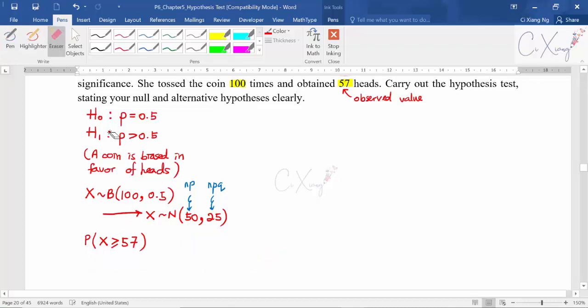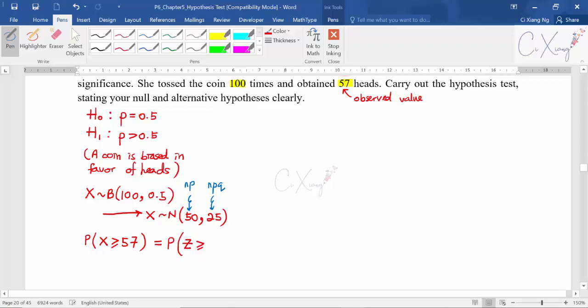I am following exactly what we learned before in the binomial distribution test. So you want to get x greater than or equal to 57 now. Of course, because x is now changed to a normal distribution, you have to standardize it to become Z.